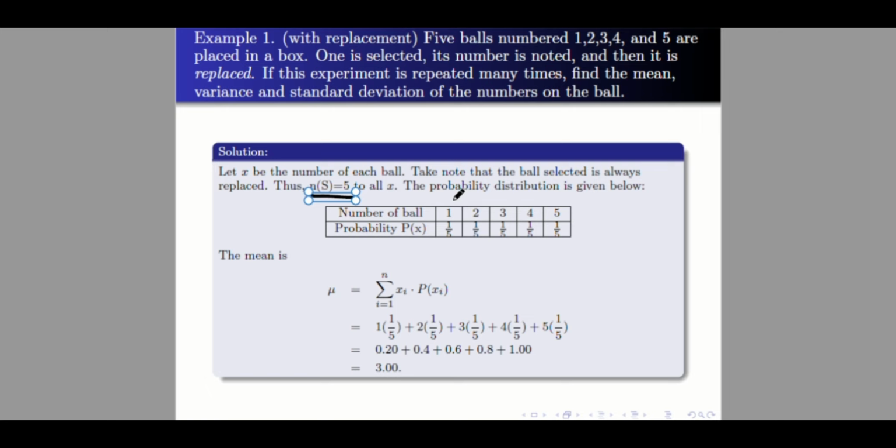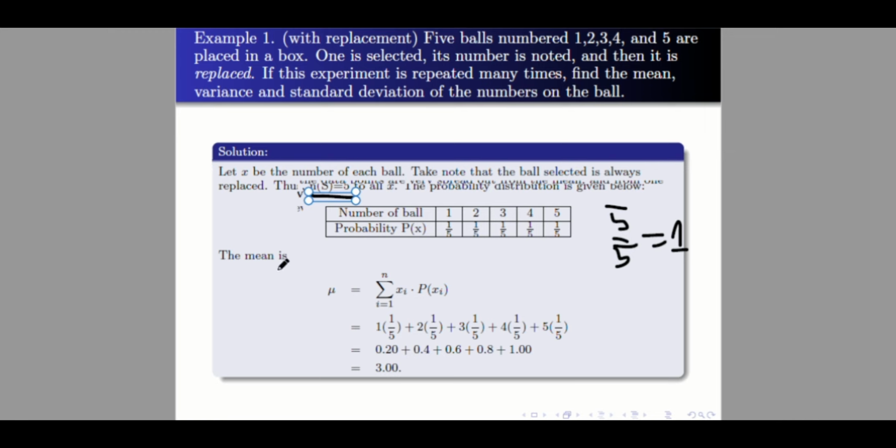Next, the probability of each is between 0 and 1. So all of them are 1/5. And of course, when you select, you only draw one, so you may not draw 2 or 3 balls. So it's mutually exclusive. And of course, the sum, 1/5 plus 1/5 plus 1/5 plus 1/5 plus 1/5 is 5 over 5, which is equal to 1. So the properties are satisfied.